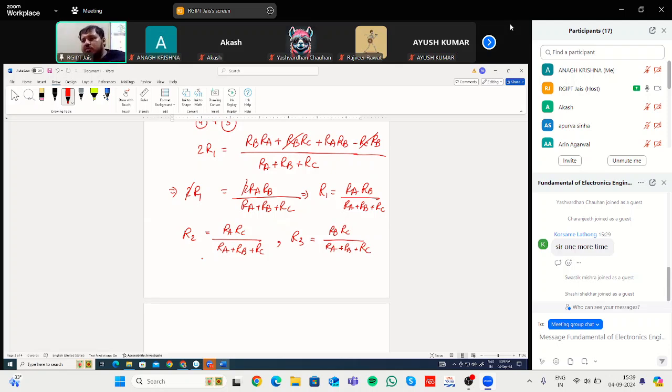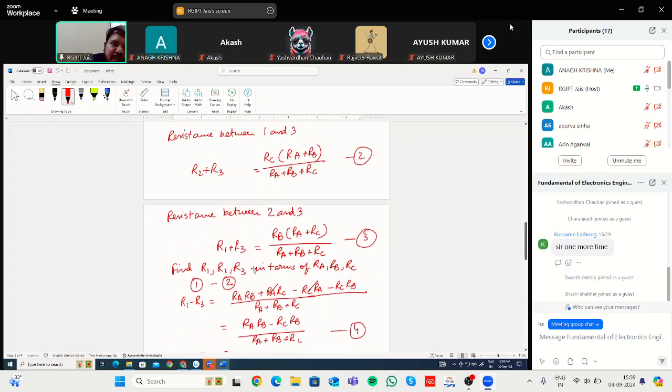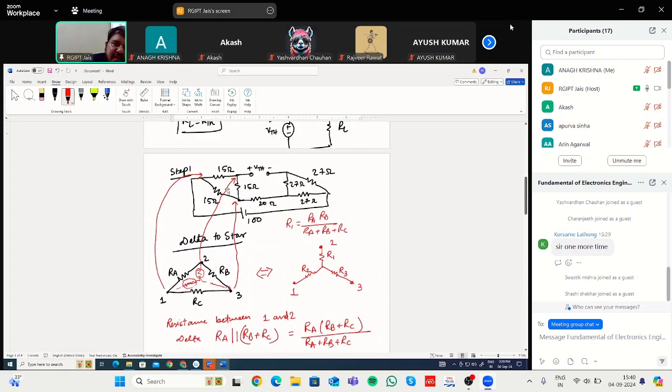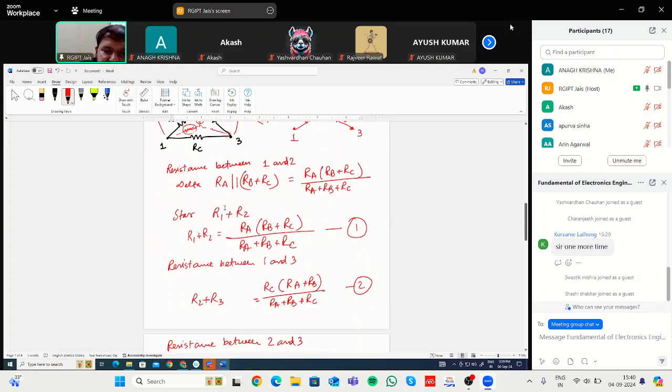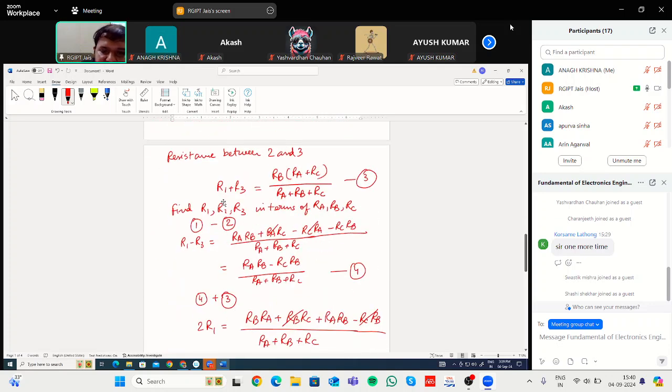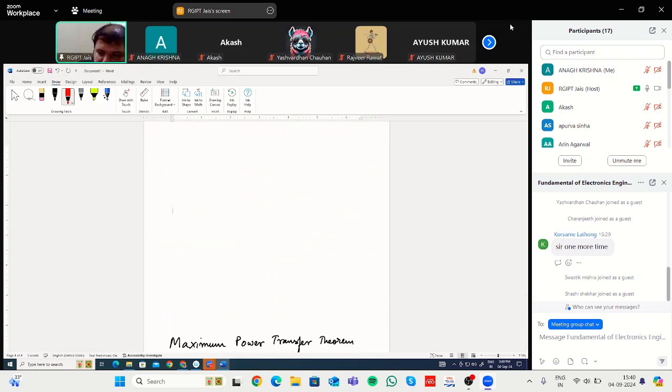Star to delta we will do, but before that, since we are learning the maximum power transfer theorem, let us do the application. That means use the delta to star configuration to solve the given problem. Okay, let us do that. So remember this formula. Now let us go back to the problem. What was the problem for us? This one. Here, if you see this delta configuration, this circuit looks like this.